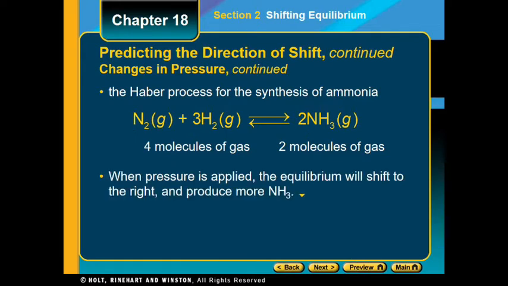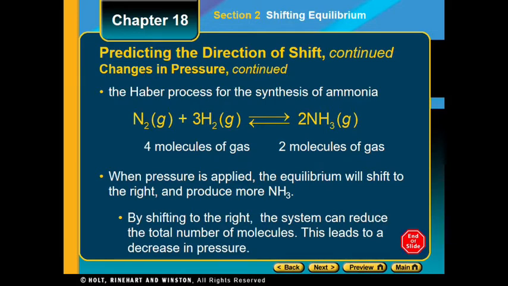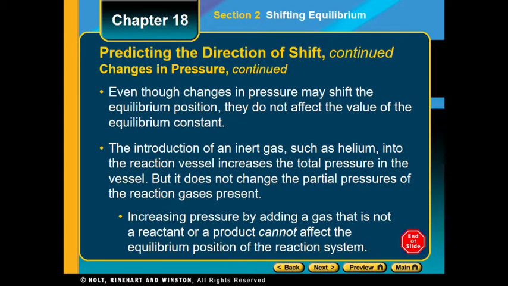When we do apply our pressure, the equilibrium will shift to the right because you have a smaller number of moles. By shifting to the right, the system can reduce the total number of molecules, which will decrease the pressure. So if you can reduce the total number of molecules, you will decrease the pressure. This is also saying that even if a change in pressure shifts the equilibrium position, it does not affect the equilibrium constant.